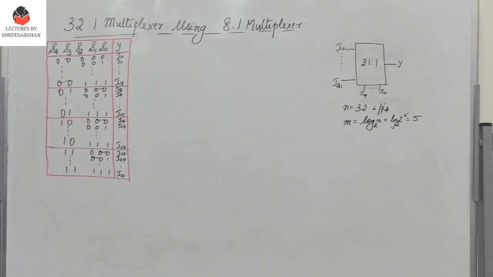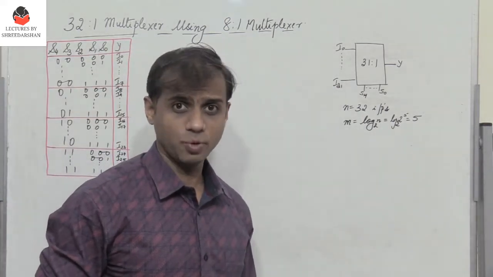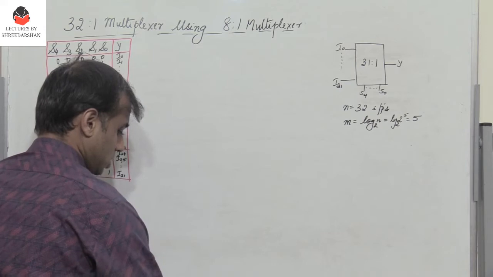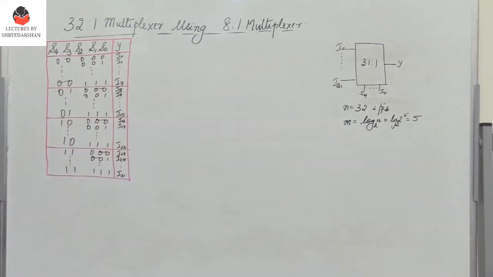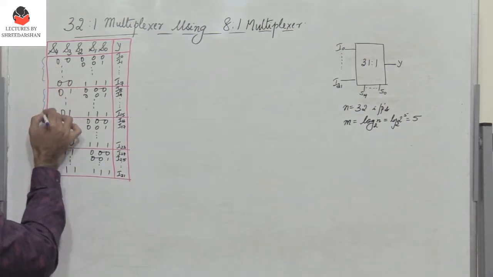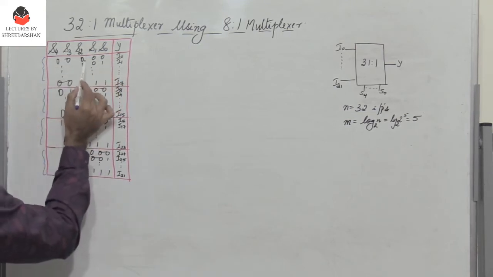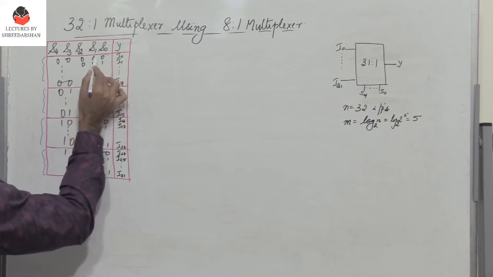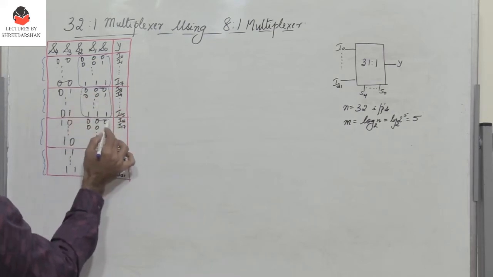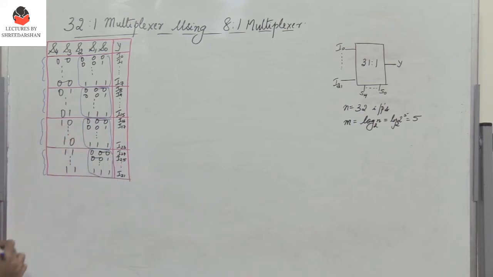Now, is it possible for us to implement a 32:1 multiplexer using an 8:1 multiplexer? Yes, it's possible. Let us observe this truth table. What do we identify? We identify that for every 8 combinations, the 3 LSB bits S0, S1, S2 vary from 0, 0, 0 to 1, 1, 1. Then again 0, 0, 0 to 1, 1, 1, again 0, 0, 0 to 1, 1, 1, and then again 0, 0, 0 to 1, 1, 1.